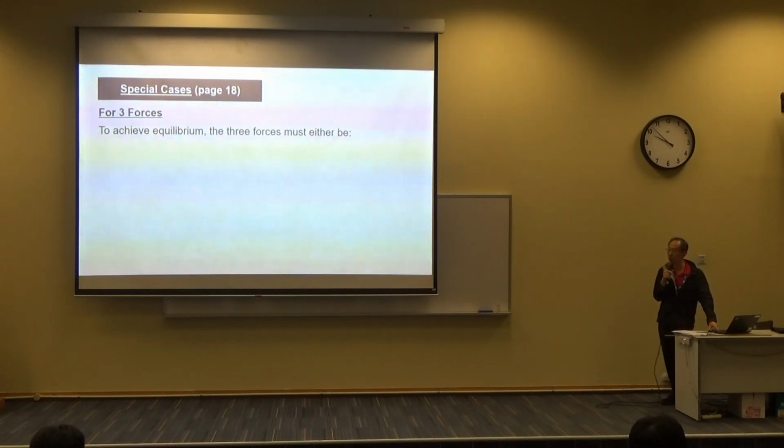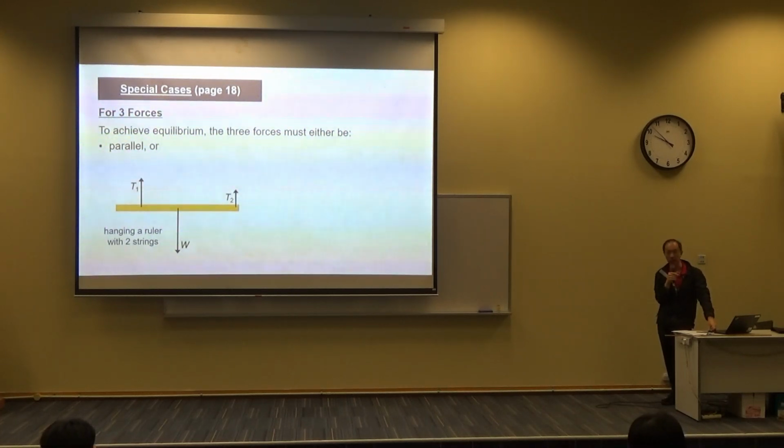Wow, what about three forces? If I want to achieve equilibrium with three forces, they must either all be parallel. Like in this case, I can use two strings to hang this, and you realize it will be three forces: tension T1, T2, and the weight. And I can make this be in equilibrium. So three forces, but all the forces are parallel, so it seems to work.